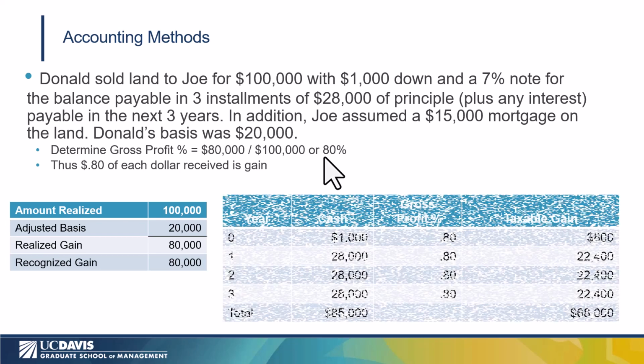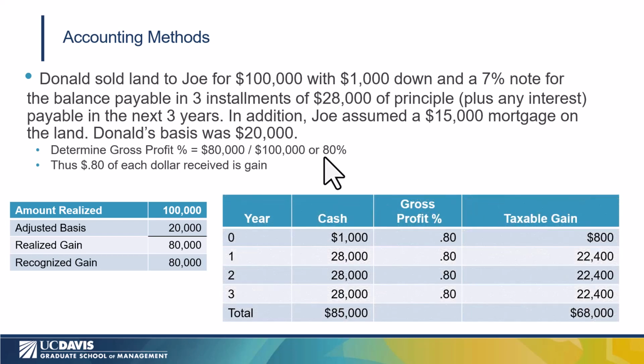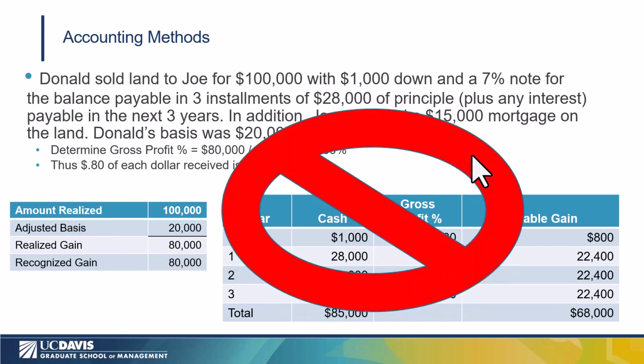dollar received. So when we do the math on that, however, you can see we're only getting 85,000 of cash. If I multiply that by 80%, oops, the recognized gain is only 68,000, and that is not good because the recognized gain is 80,000. So this is where the contract price comes into play. That's what makes this method wrongo.